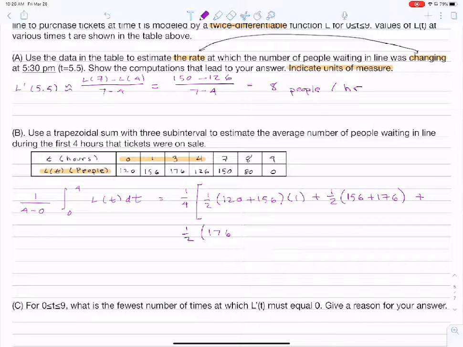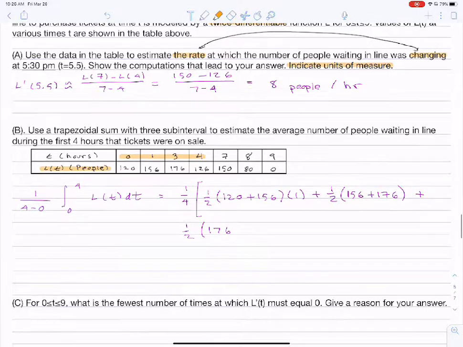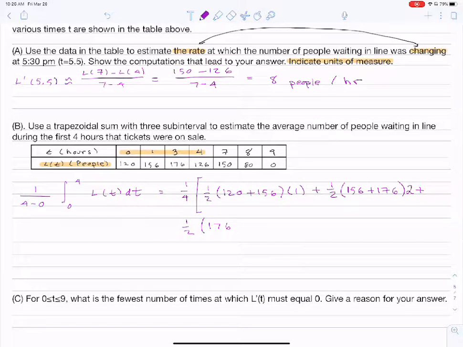176. Oops, I'm sorry. The last one, I forgot to put down the height. So I missed a number here, my apologies. Let's put the height, so that the height of that trapezoid was 2. So I'm going to put that in right there.